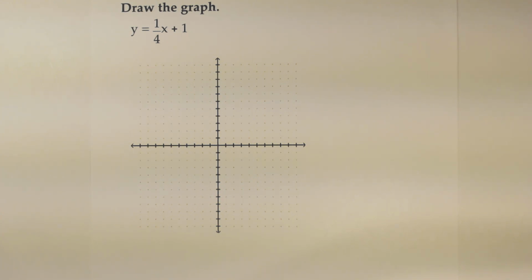Okay, what we're going to do here is draw the graph of this equation. And what I'm going to do is focus on using a t-table here. I'm not going to use the slope-intercept yet. I'm going to cover that in a later video. So I want to develop how to use an xy table and how you can use this for just about any equation that you would get in an algebra class.